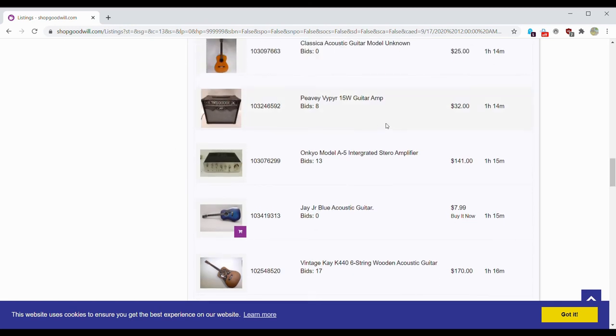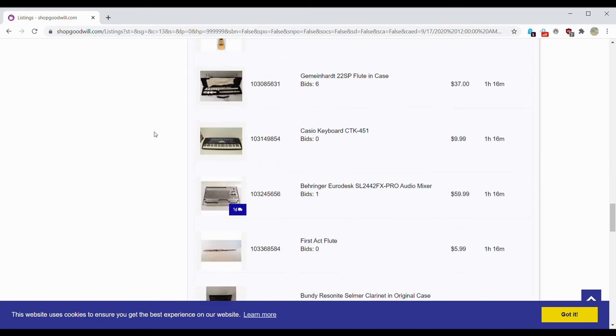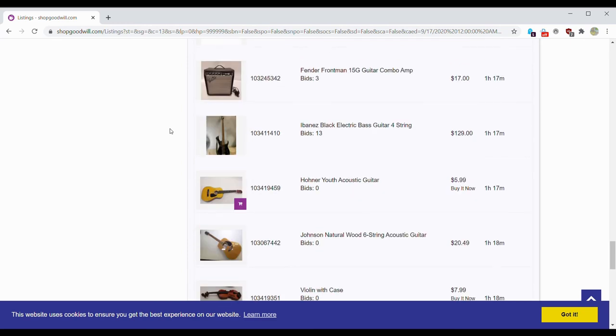But you got amps on here. That's a pretty reasonable price for a little 15 watt amp, you know, nothing fancy going on. That looks kind of cool. Not exactly sure what that is, but just my experience with it was bad.